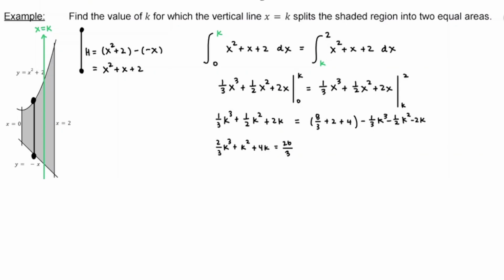If it was set up just right to do group and factor, maybe we could, but that's actually not a factoring technique you're required to do in AP Calculus. So a third-degree polynomial like this is probably going to be a calculator question. So we're going to go over to Desmos to help us solve this equation.